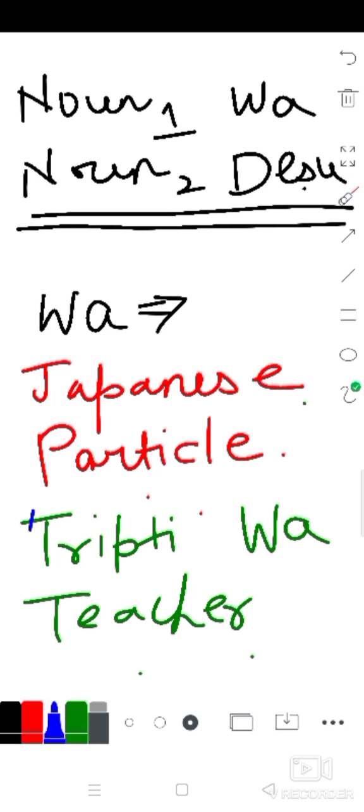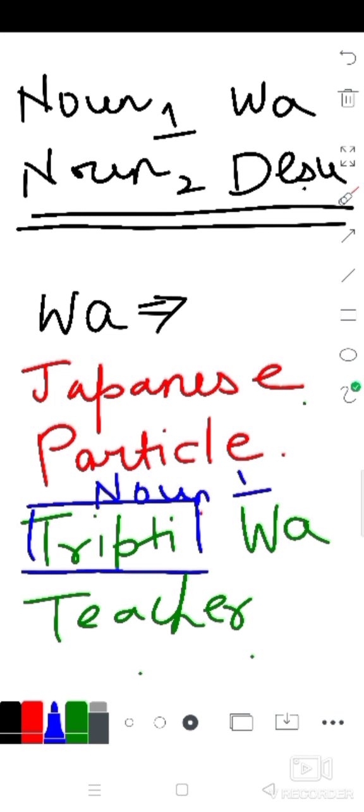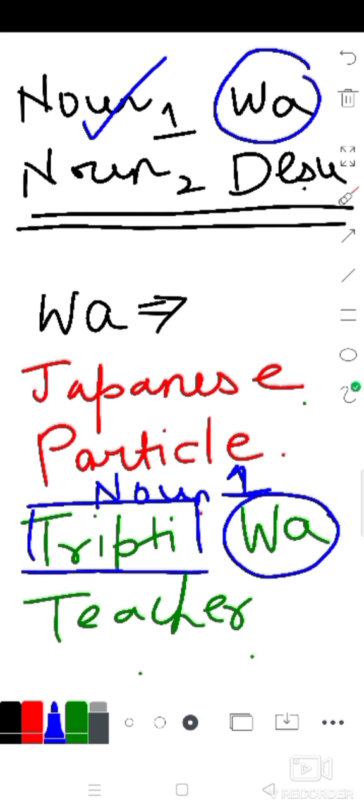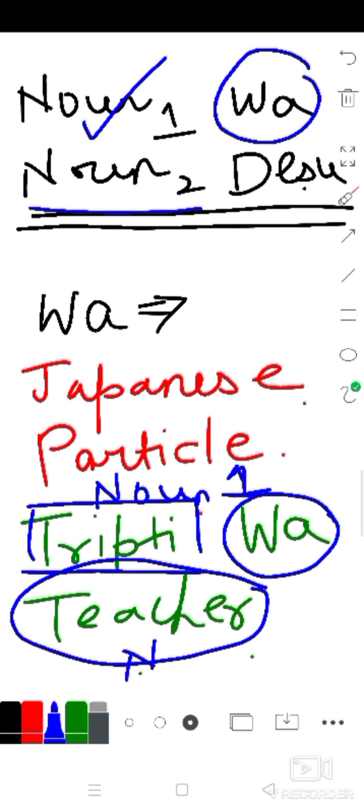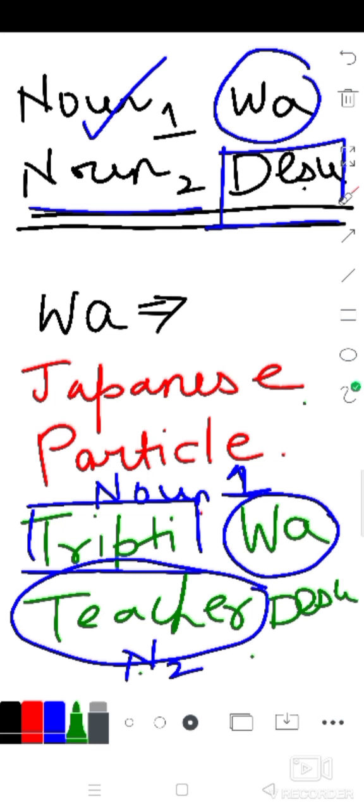Now this Tripti will be noun 1, which you can see in the pattern. After noun 1, what do we need to put? Wa. Now after wa, what do we need to put? Noun 2. And where is noun 2? Noun 2 is teacher. Now what are we going to add? We will add desu. So the meaning will be Tripti is a teacher.